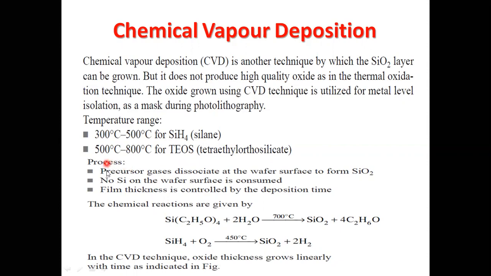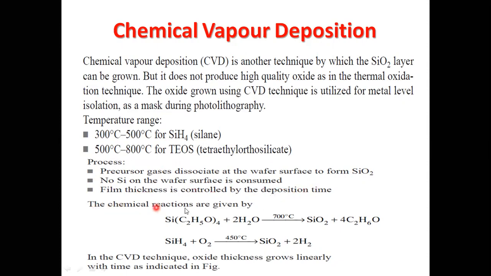Next is the process. The precursor gases dissociate at the wafer surface to form the silicon dioxide. No silicon on the wafer surface is consumed. Next, the film thickness is controlled by the deposition process.